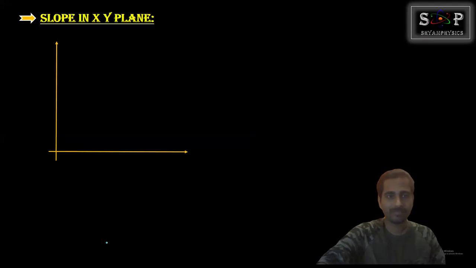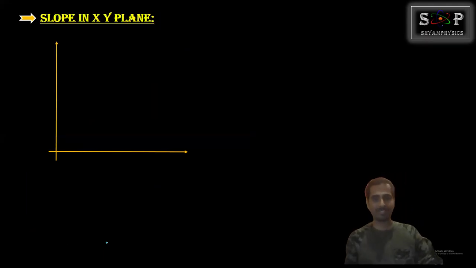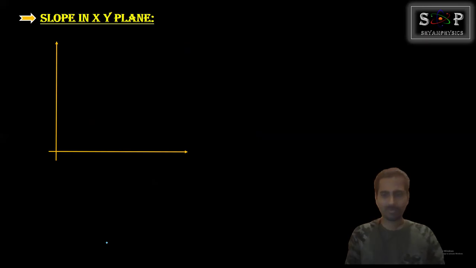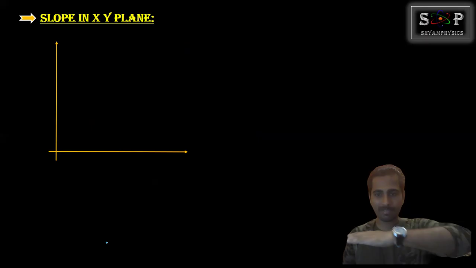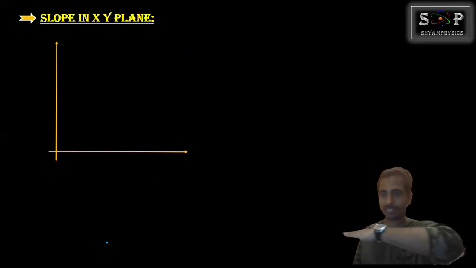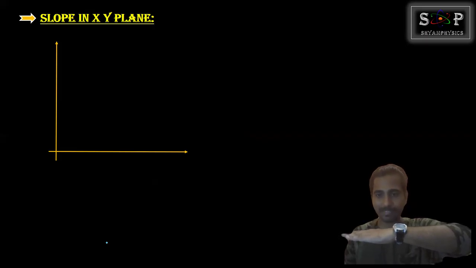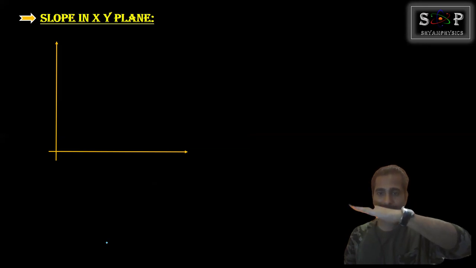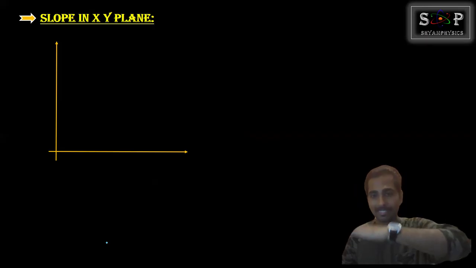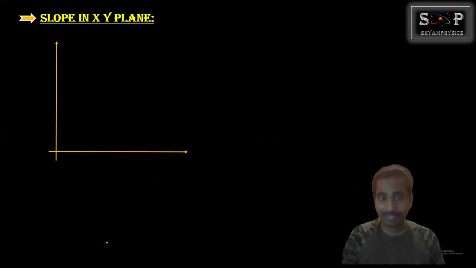Okay, now next, very important: slope in the XY plane. What do you call slope, by the way? For example, this is a horizontal line. If we call this line X, and with respect to this line I'm raising this axis like this, then with respect to the original line it creates some angle, right? We call this slope. As the angle increases, the slope also increases.